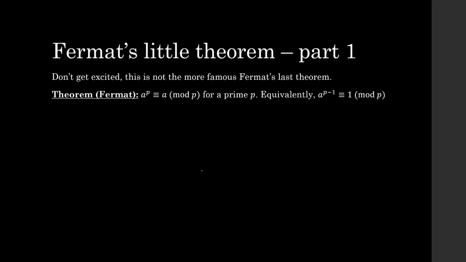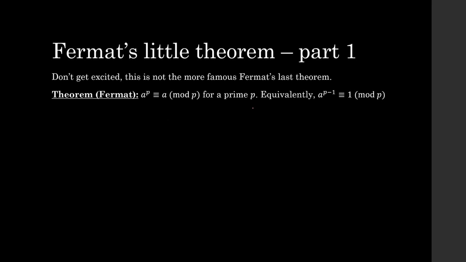So Fermat's little theorem is that a to the p is congruent to a mod p for a prime p. And equivalently, a to the p minus 1 is congruent to 1 mod p. Now I say equivalently because p is a prime, which means that a is co-prime to p, since a is not p itself. So that means we can take the inverse of a modulo p and multiply by that on both sides, bringing a to 1 and a to the p to a to the p minus 1. And once again, we can do that because a has an inverse modulo p.